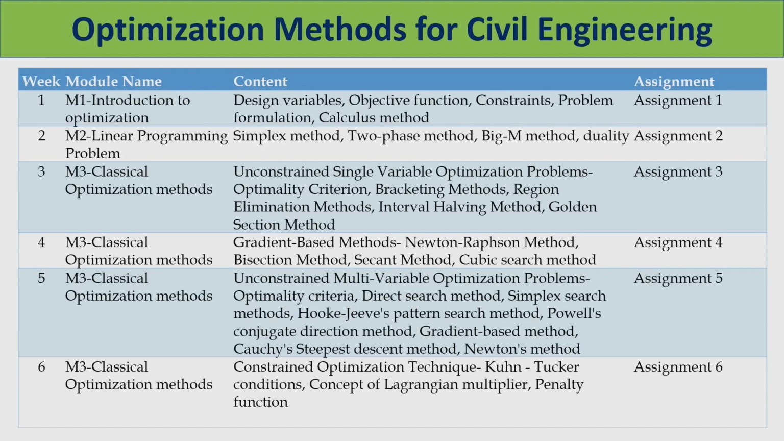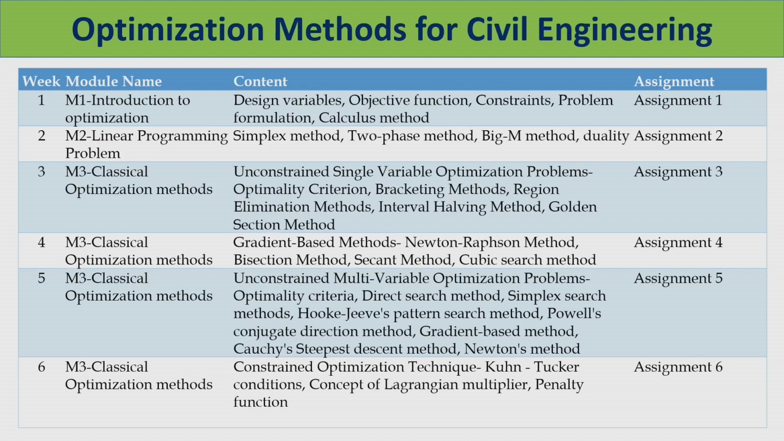Module 3 will start from the third week. In module 3 we will discuss classical optimization methods. In the third week we will discuss unconstrained single variable optimization problem, then optimality criteria, bracketing method, region elimination method, interval halving method, golden section method, and we will have an assignment. And in the fourth week, we will discuss gradient based methods like Newton-Raphson method, the bisection method, then cubic search method. We will also have an assignment.